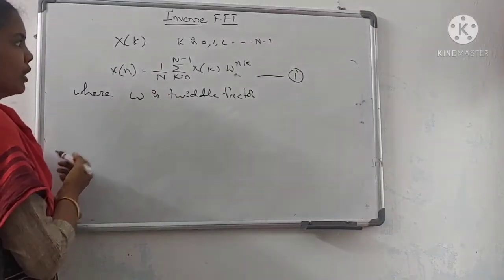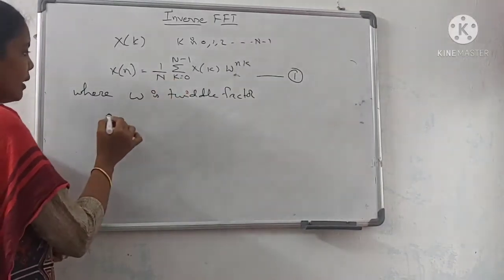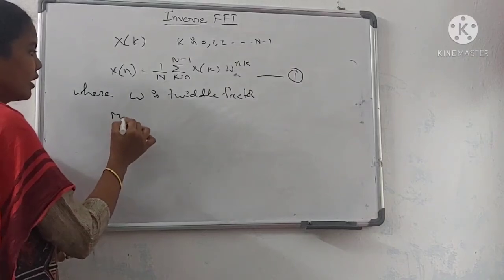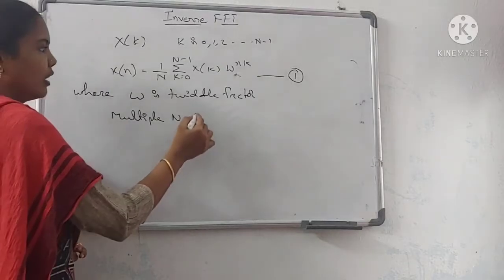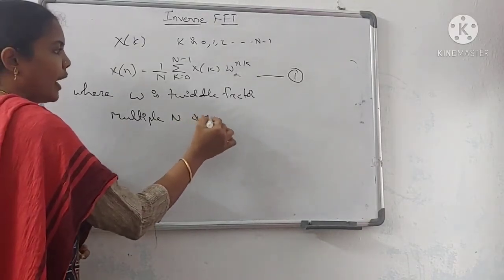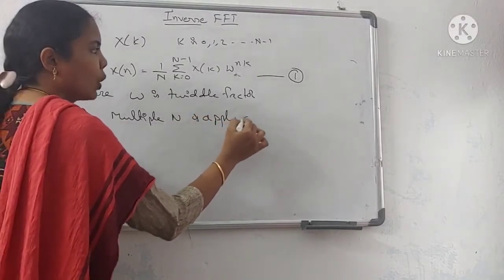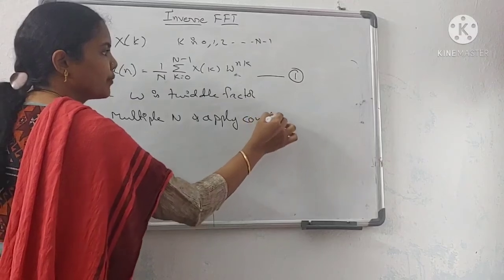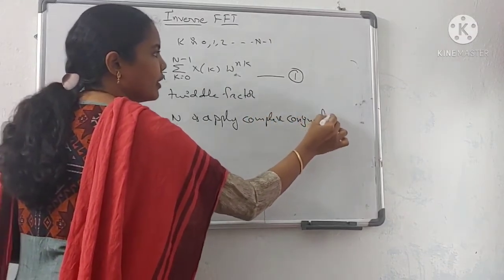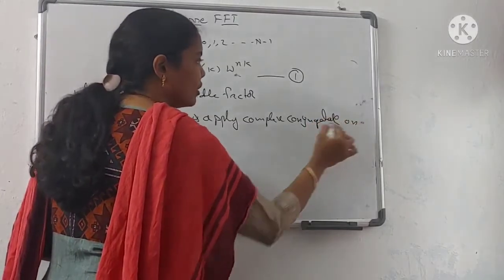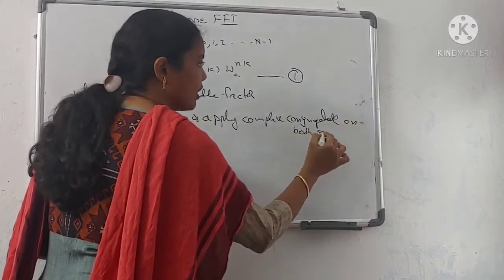So from equation 1, multiply N and apply complex conjugate on both sides. Conjugate on both sides. Okay.